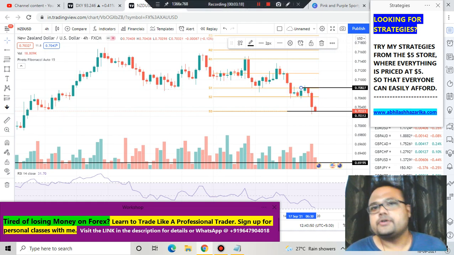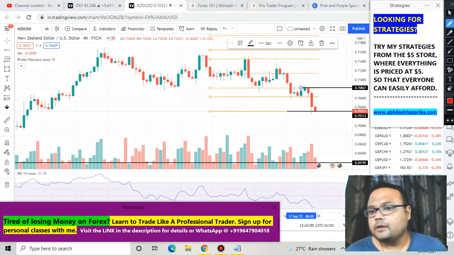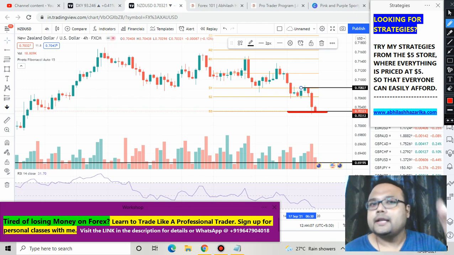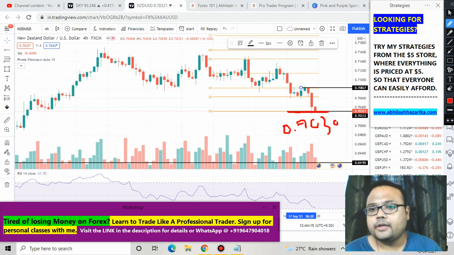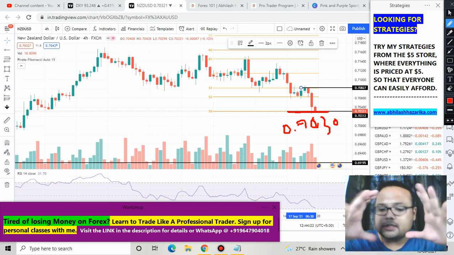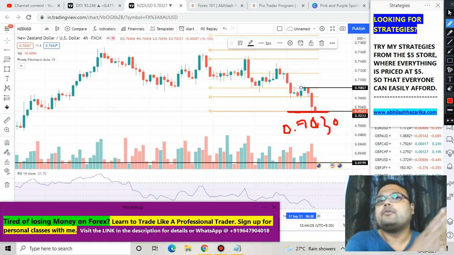So what should be the strategy for NZDUSD right now? What you can do is, on Monday, let the market open and just see how the price is reacting. You can short the market below this level. If you see the selling pressure is still there in the market, then you can short the market below this level, 0.7030. I am not mentioning exact levels because the whole setup is very much dependent on the chart of the US dollar.